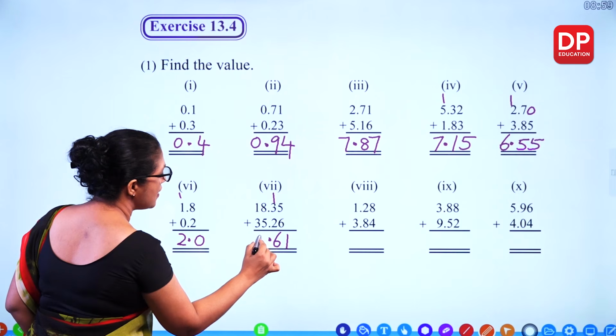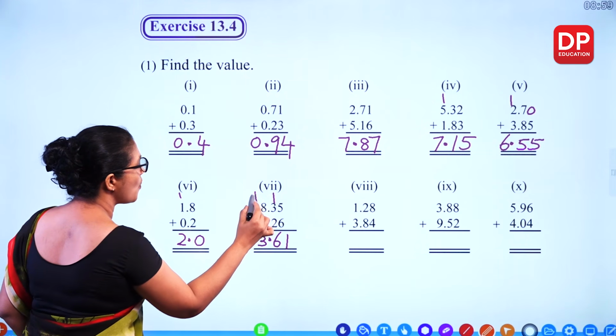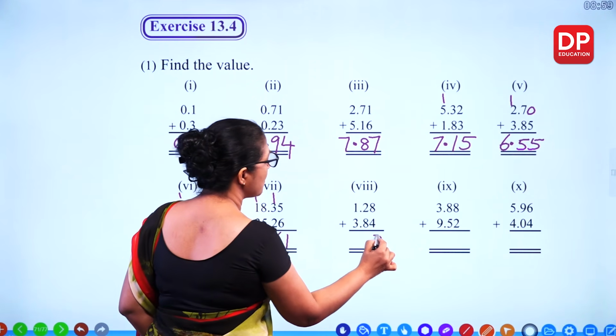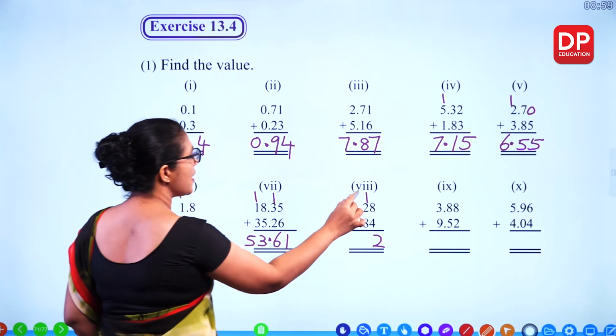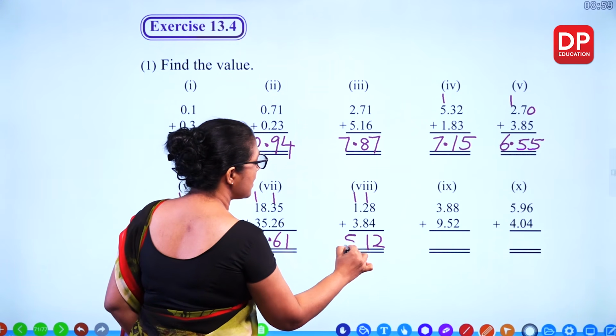8 plus 5, 13. Take 1 here. 3 plus 1, 4. 4 plus 1, 5. 8 plus 4, 12. Take 1. 10 plus 1, 11. Take 1 here. 2 plus 3, that's 5.